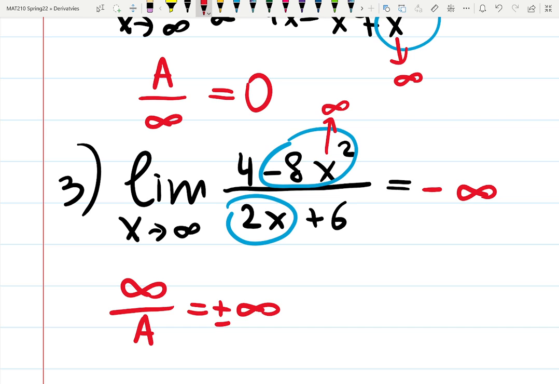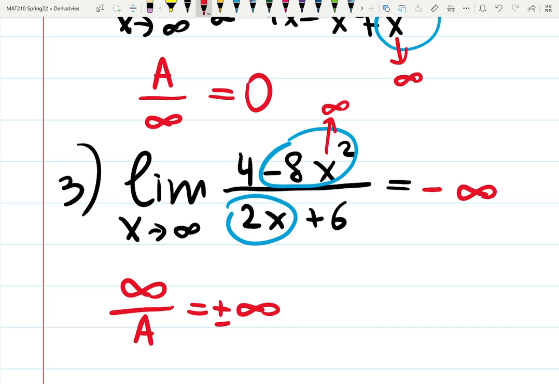Make sense? Three cases. Speeds are the same, the answer is a number. Denominator explodes, you have division by huge numbers, that gives you zero. The numerator explodes faster, that is infinity. Three cases, yeah.